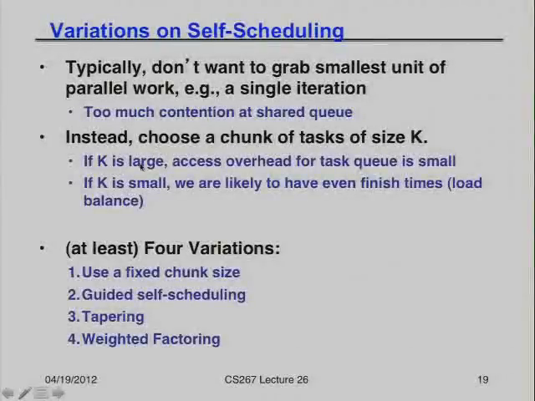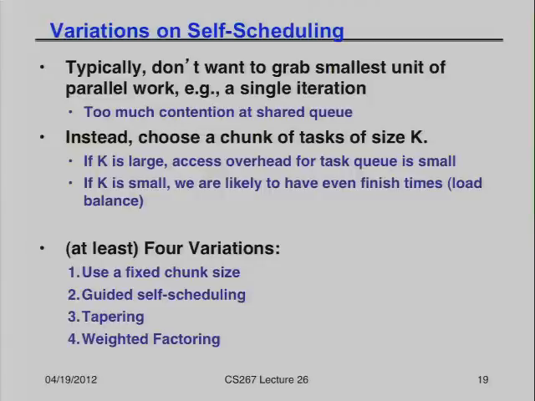If k is too large, then that's good because I won't have much overhead at my centralized queue, but I may not have a very good load balance. And if k is small, I'll have a good load balance, but I'll have too much overhead touching the guy in the middle. So the question is, how do I decide how many tasks to give each processor when they come and ask? Many people have asked this question over the years, and let me give you some examples of the history of people coming up with more clever ways to pick how many tasks to give each worker when they come and ask.